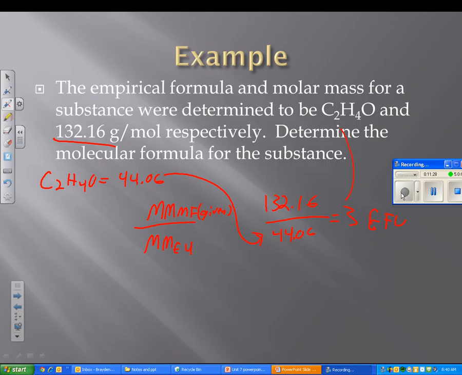So now you take that 3 and you multiply it by each of the subscripts in the empirical formula. So 2 times 3 is 6, so C6. 4 times 3 is 12, so H12. And 1 times 3 is 3, so O3. C6H12O3. Sorry, kids, give me one there. And that's our final answer.